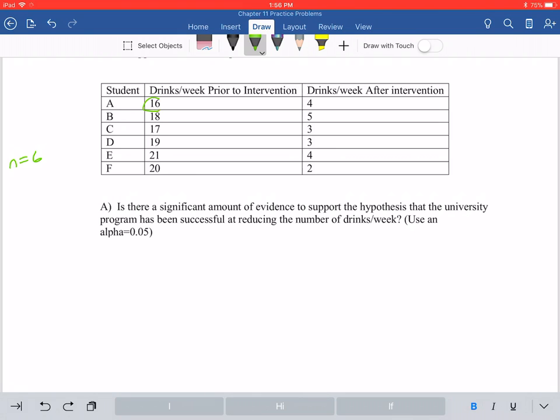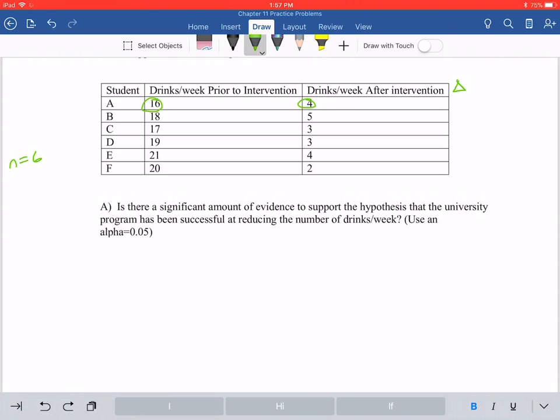When you have your students here, you have how many drinks they had prior to an intervention and then following the intervention. So we know this is a pre-post test or a paired test, right? Because student A has to be paired with A prior to and after the intervention. You can't mix and match them. They are paired together. So we know we're going to be finding the delta of this group, which is going to be the difference between them, right?